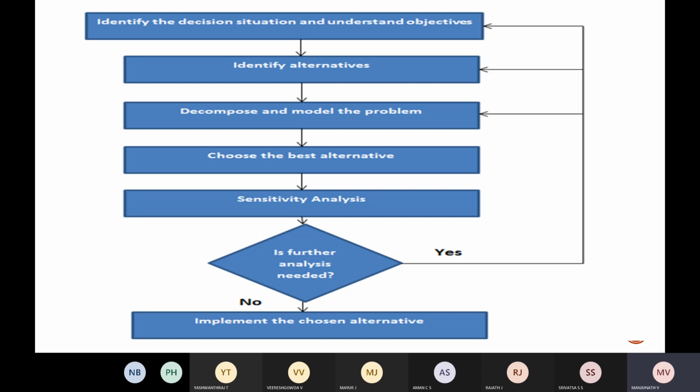Please put it in the chat box. Have you copied this chart? Anybody? Anybody copied the chart? Rakshita?